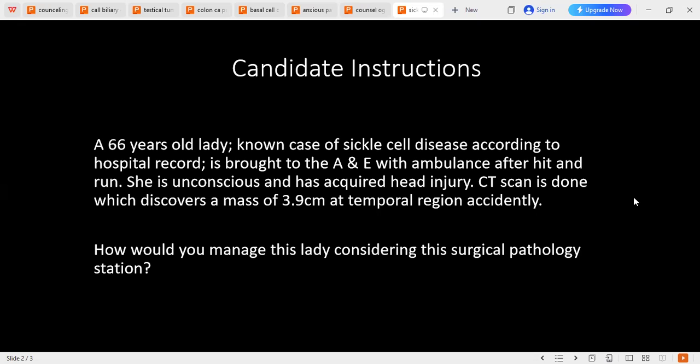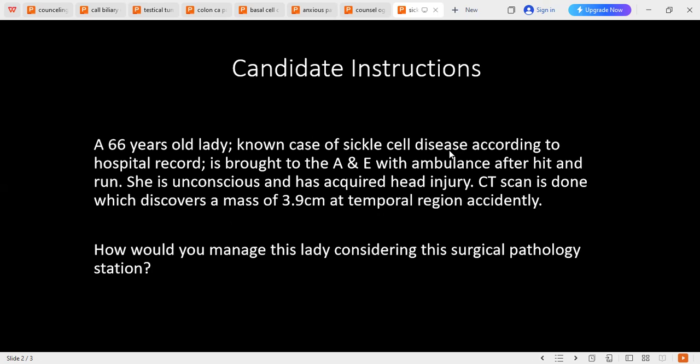Okay, the patient has acquired a head injury. Now, a CT scan has been done, right? And there is one finding. So, considering the record, the patient already has a sickle cell condition. What is the significance of knowing this disease with the current situation?